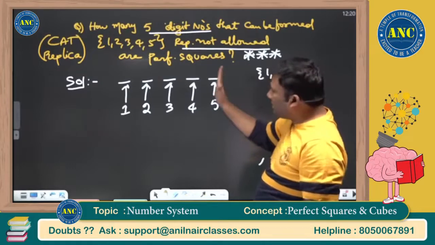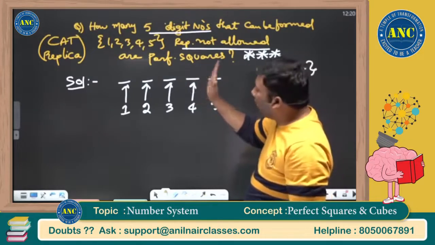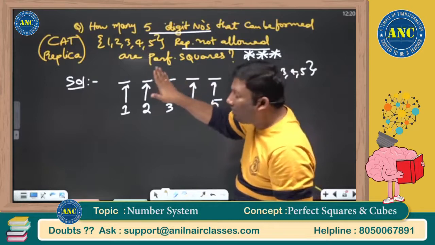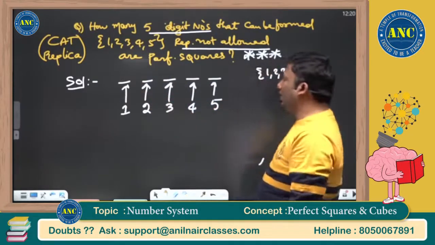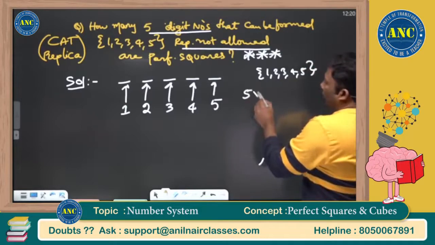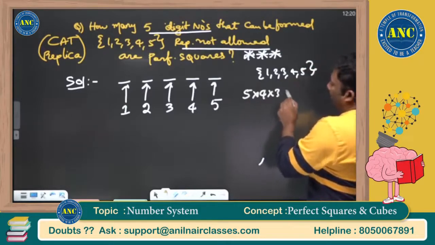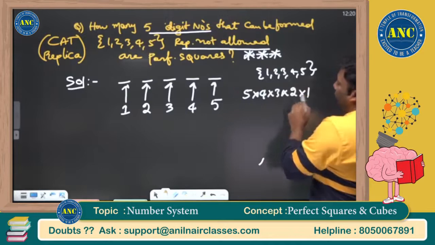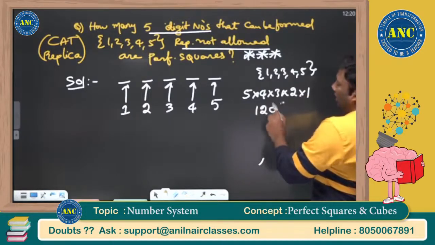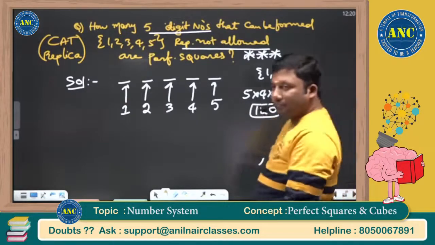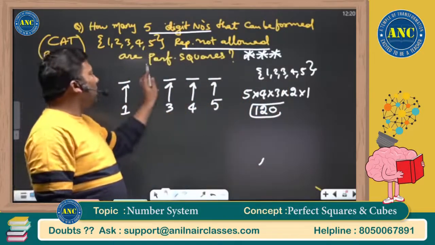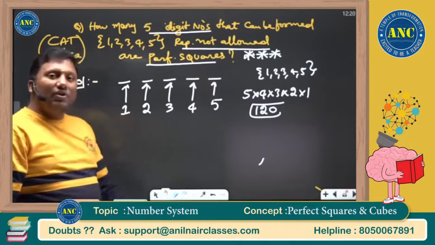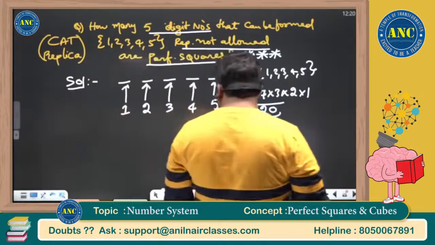If I fix 1 digit, from the remaining 4 digits any one will come, from the remaining 3 digits any one will come, from the remaining 2, any one, and the remaining 1 digit will come. One event after the other event: 5 into 4 into 3 into 2 into 1. Total 120 numbers are there. Which of these 120 numbers are perfect squares, he is asking.